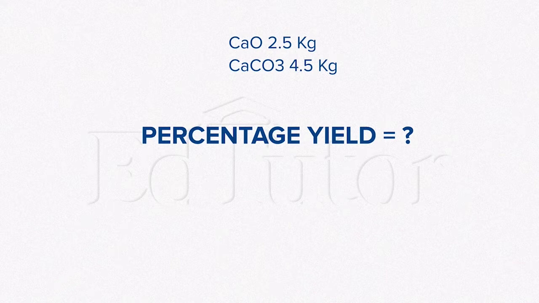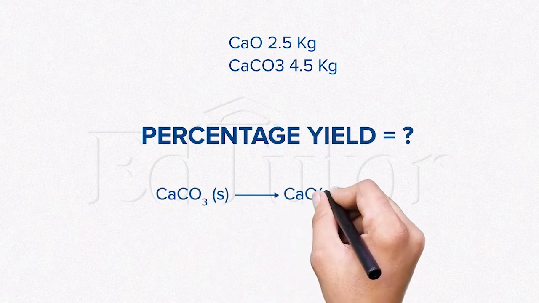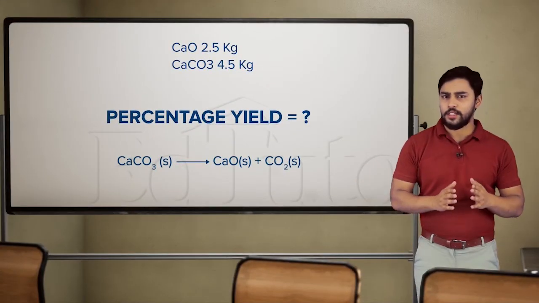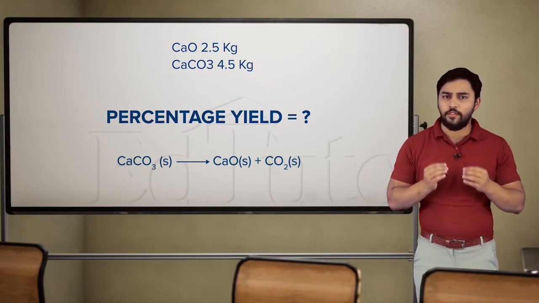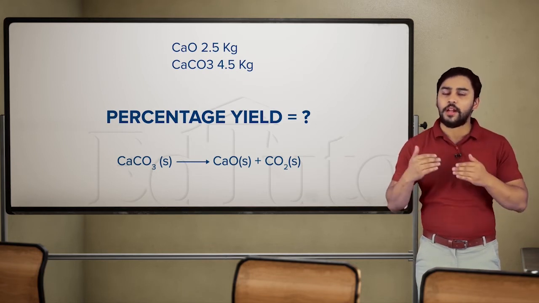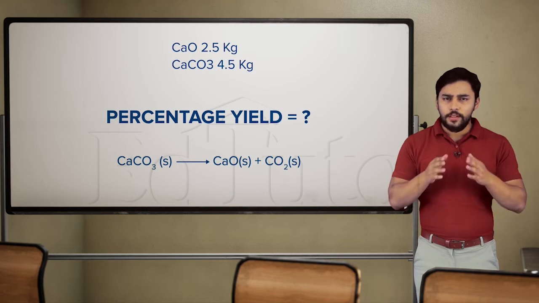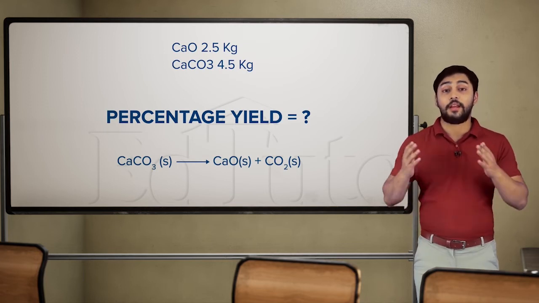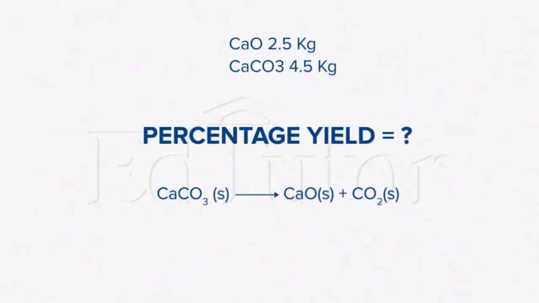So here we have been given the balanced equation showing decomposition of calcium carbonate produces calcium oxide and carbon dioxide. The question says that when 4.5 kg of limestone is roasted, we get 2.5 kg of calcium oxide. So this shows that we have been given the masses of calcium carbonate and calcium oxide as well.